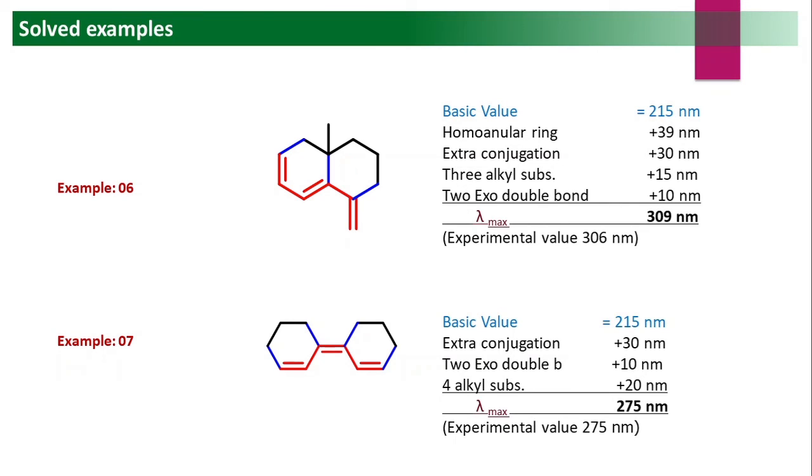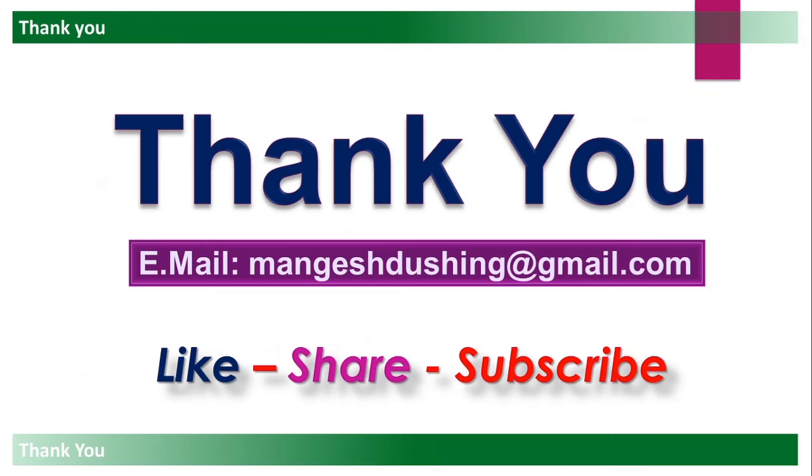So in this way you have to solve the problems. Try to solve the problems, practice it, then only will you be able to calculate the lambda max for the structure. Practice is a must. Okay friends, in the next lecture we will see the Woodward-Fieser rules for the enone system, and we will solve some problems and look at applications of UV visible spectroscopy.